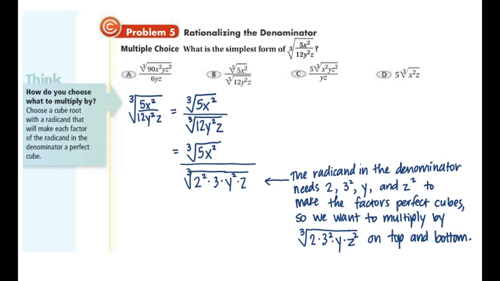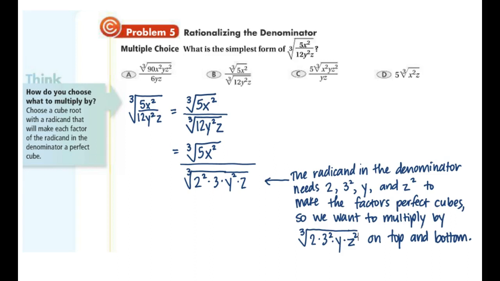Example 5 gives us a chance to rationalize the denominator with a more complicated quotient. So we're given the expression, the cube root of 5x squared divided by 12y squared times z. The first thing that I notice is that we cannot simplify the expression under the radical. There's nothing that we can combine because there's no like terms. So what I do immediately is I write this as the quotient of the cube root of 5x squared and the cube root of 12y squared z. So I'm just splitting up the radicals.